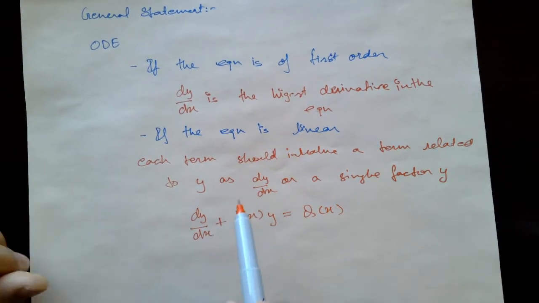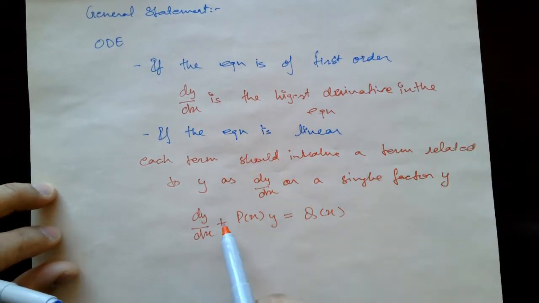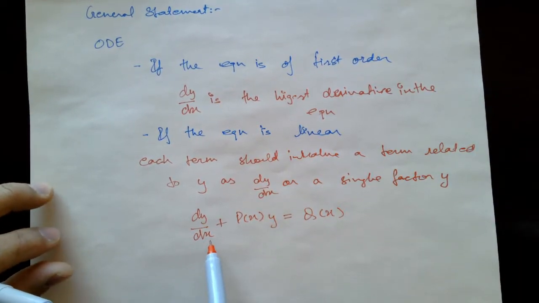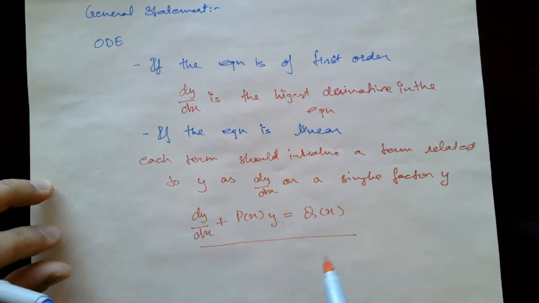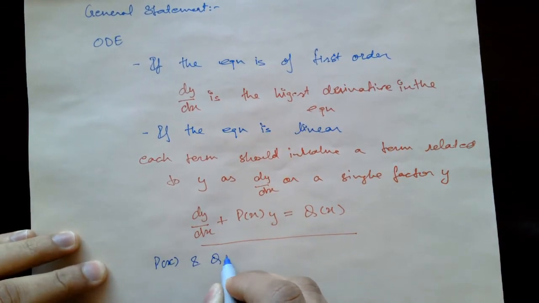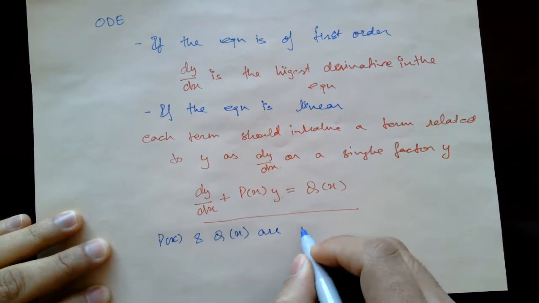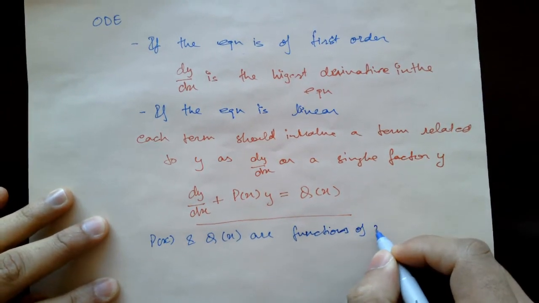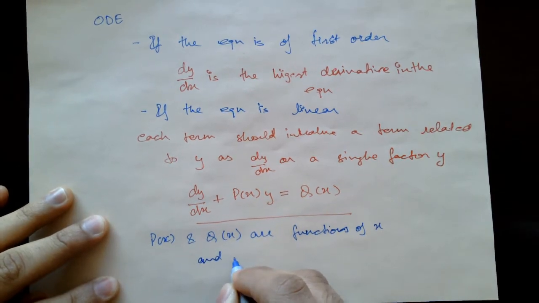So if we are able to satisfy these two conditions and rewrite the equation in this form, we can use integrating factor to solve that ordinary differential equation. One thing to note, p of x and q of x are functions of x and they can also be constant. Okay, so now let's look at how we got the integrating factor equation and let's derive it.